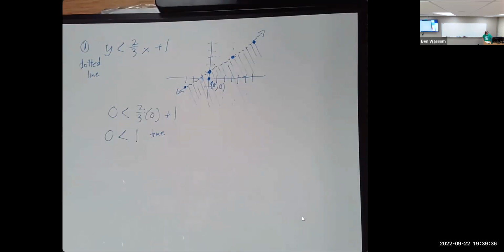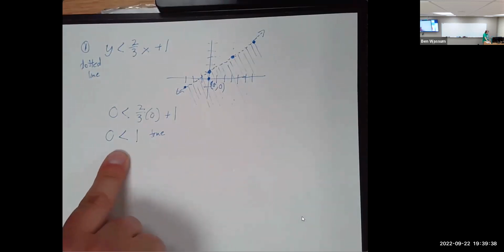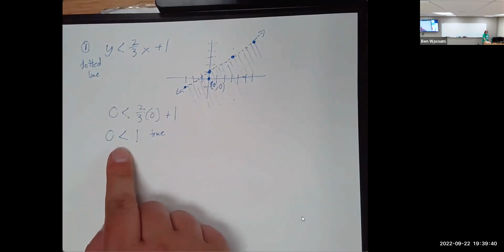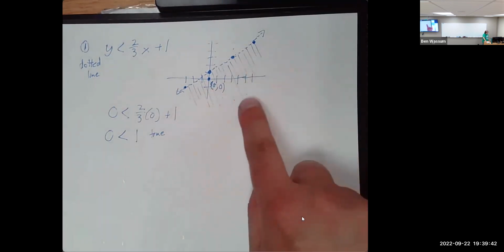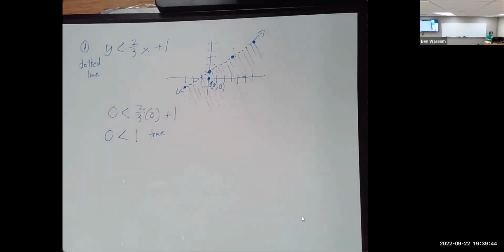Okay. Now, if this had resulted in a false statement, that would have meant this entire side was wrong. So we would have shaded the other side. If you're worried about that, you can always pick a point on the other side and check it first. You just don't have to in that case.